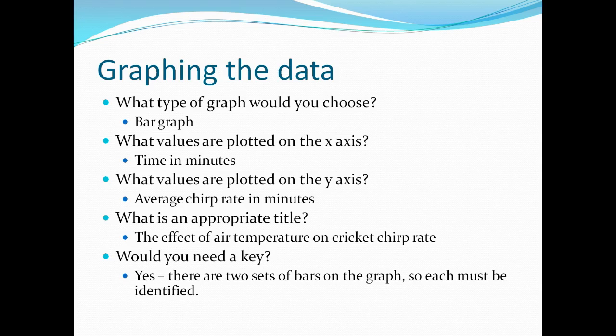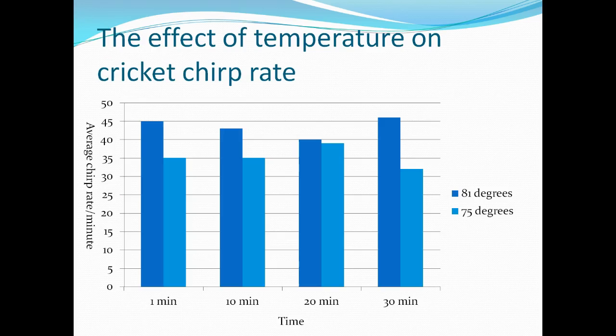Most likely you would. There are two sets of bars on the graph, each representing a different temperature, so each must be identified. So now, using a graphing program, you can make your graph, and this is what it would look like. You can see that the dark blue bar is representing 81 degrees. The cooler temperature at 75 degrees is represented by the light blue bar.